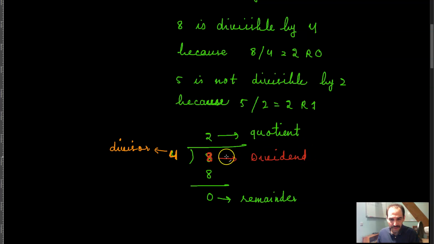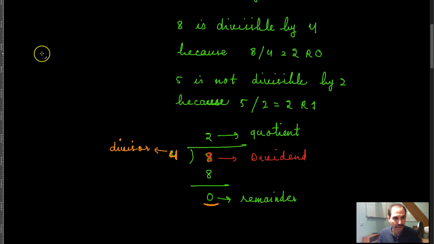So whenever you have some dividend, some number that you divide by some other number which is called the divisor, whether the dividend is actually divisible by the divisor or not, you're always getting a quotient, and relative to that quotient you will get some remainder. Whenever this remainder is equal to 0, that means the dividend was divisible by the divisor. If the remainder is anything except 0, then that means the dividend doesn't go into the divisor evenly.